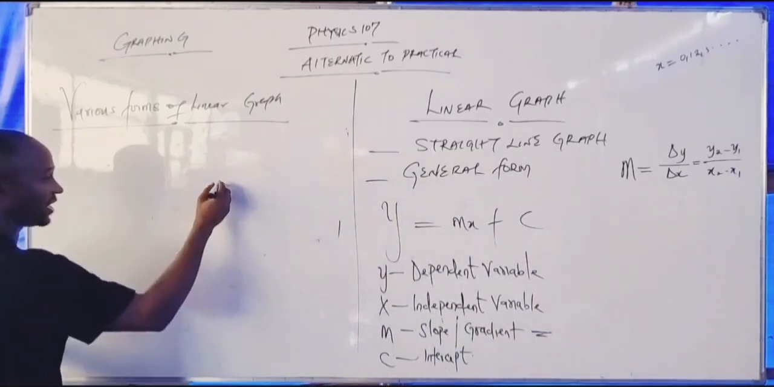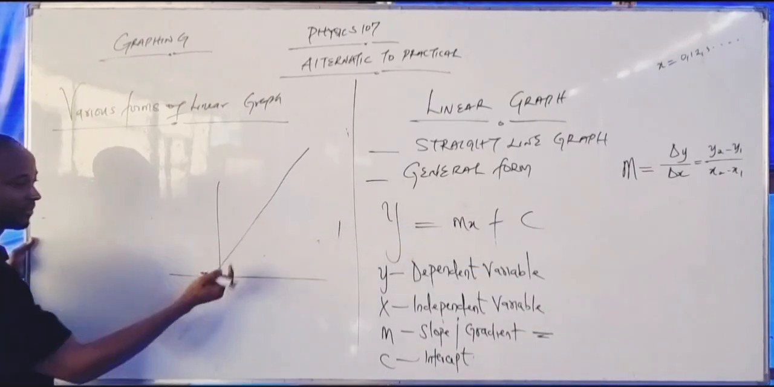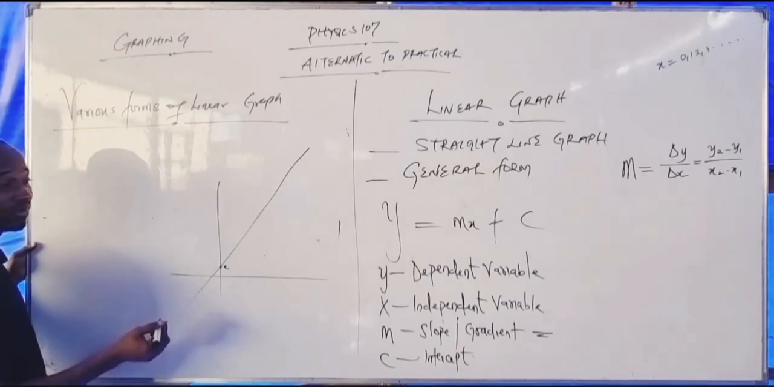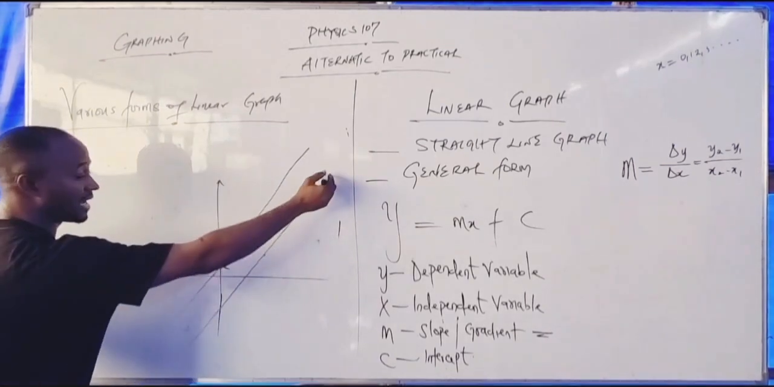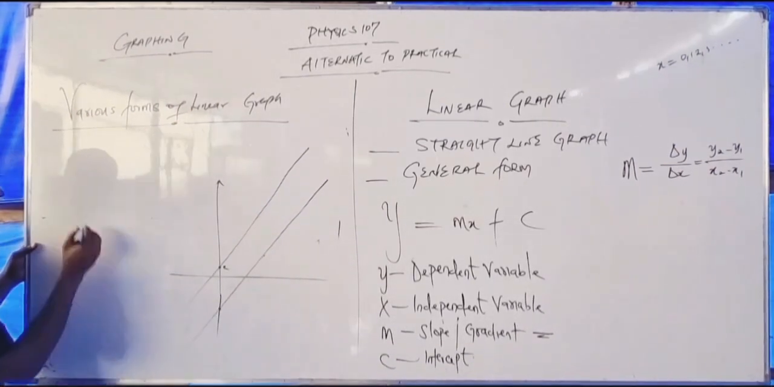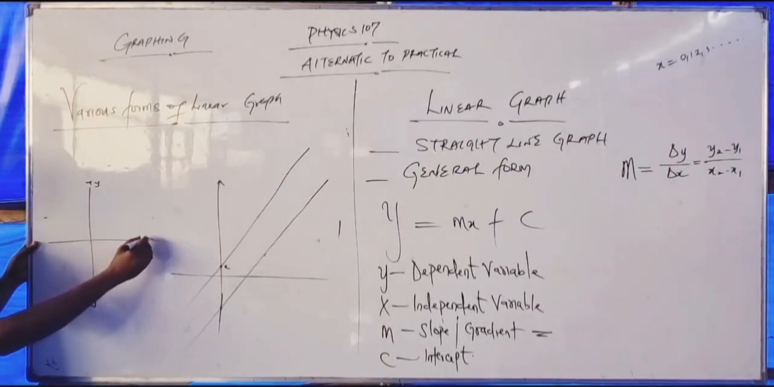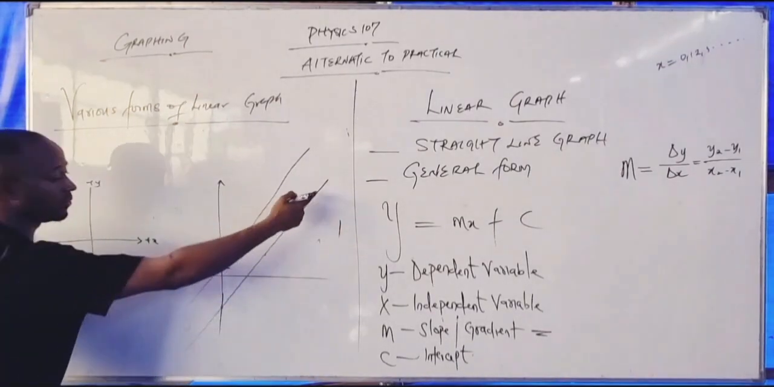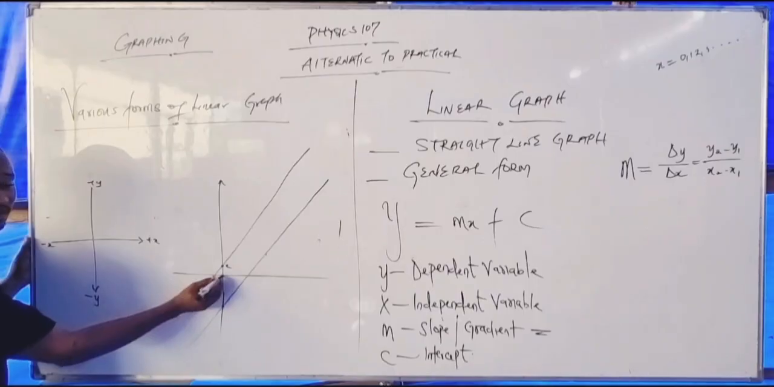For example, if I have a straight line graph, the point where this line cuts the y axis is called the intercept. So we can have a positive intercept or a negative intercept. This line can cut the negative y. In your Cartesian diagram, this represents minus y, this plus y, this plus x, this minus x. So I can have a positive or a negative intercept, depending on your graph. And not all graphs must start from the origin. Hope you are aware of that.